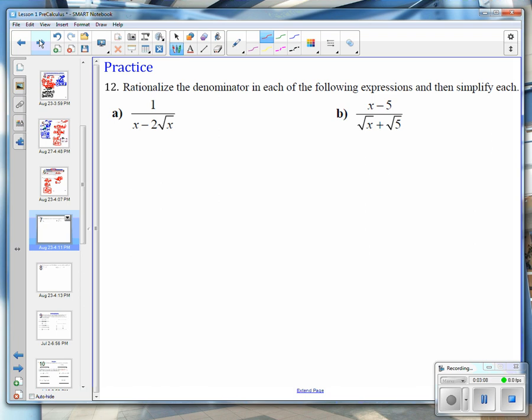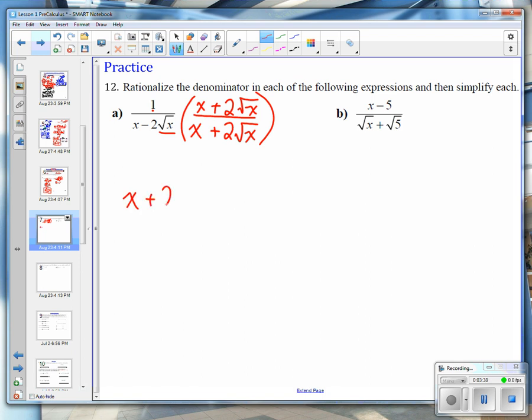In the next little bit of practice, it's saying rationalize the denominator in each of the following expressions and then simplify. So in these, you will notice that in our denominator is where I have the radical. And remember, you don't need to overthink this. Your conjugate is just the opposite of what you see. So x plus 2 root x. But again, we have to do that same thing to the top. Now the top, I'm just multiplying it by 1, so that's pretty straightforward.